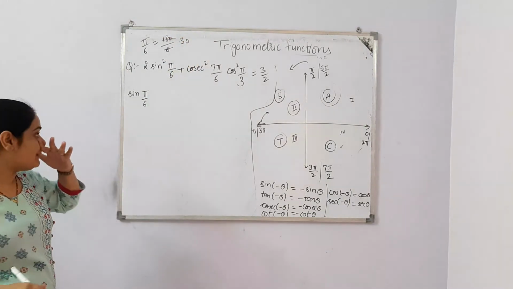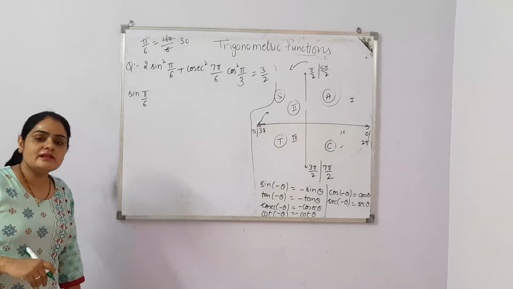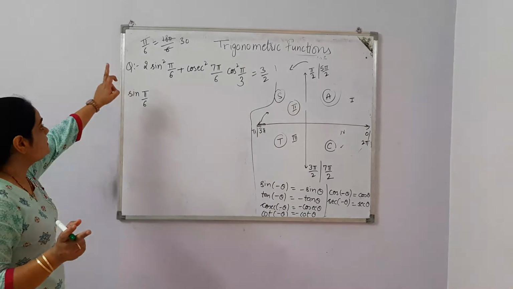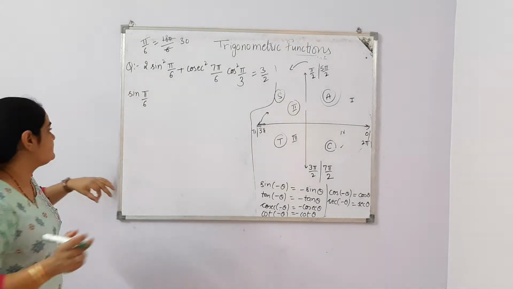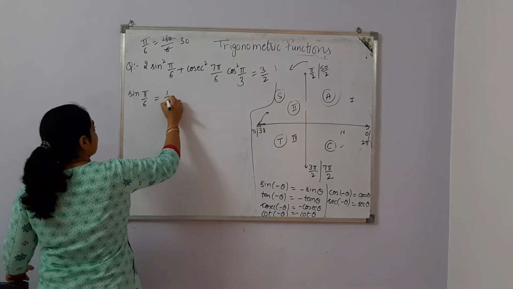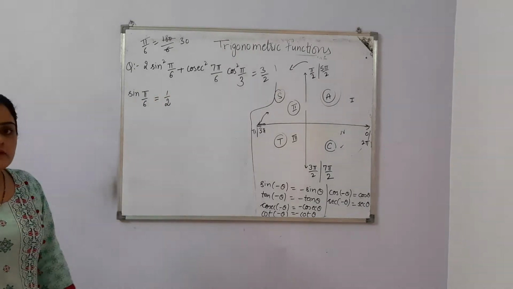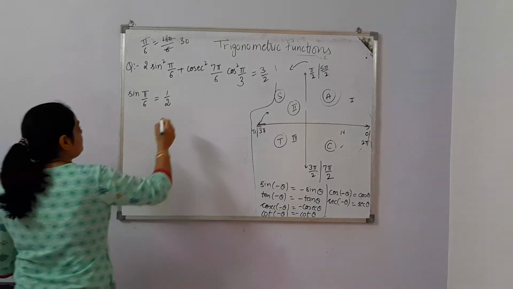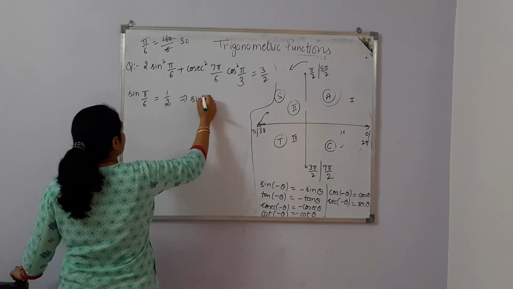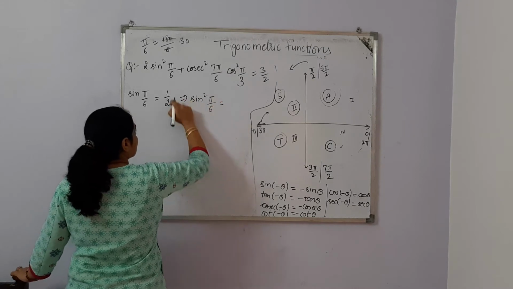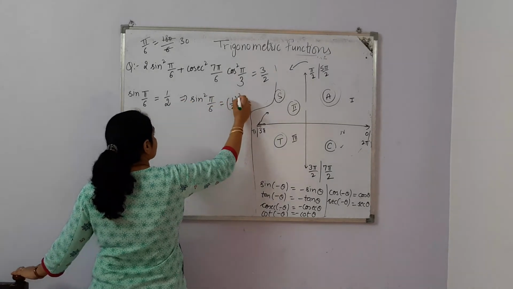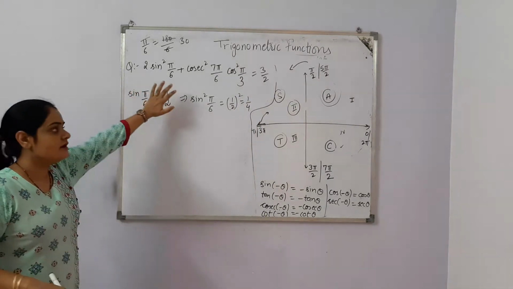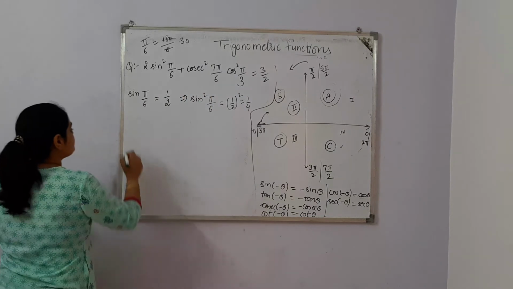That means we need to find the value of sin 30. And in the table, you already learned this table in 10th class as well. In the table, the value of sin 30 is 1 by 2. So we need to find the value of sin square pi by 6. So we'll do the squaring. 1 by 2 whole square becomes 1 by 4. First value we have already found. Now the second value, cosecant 7 pi by 6.